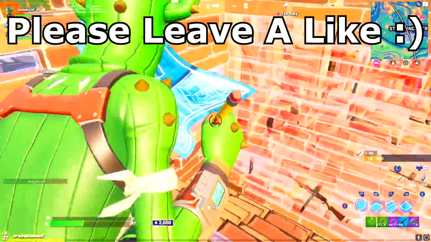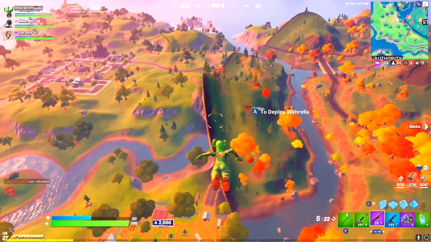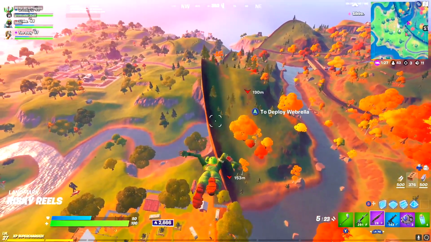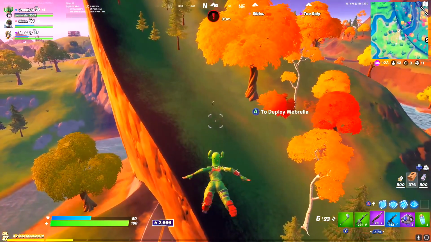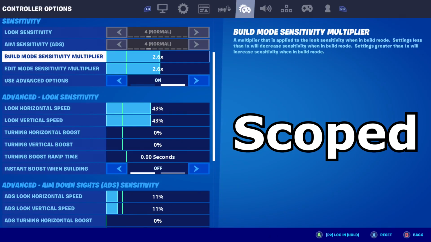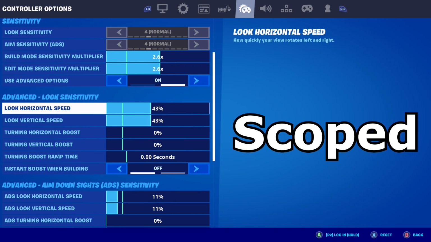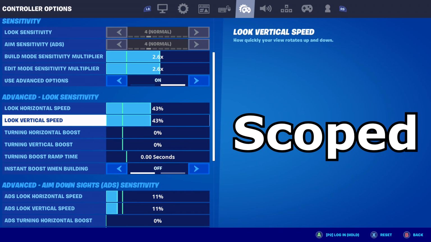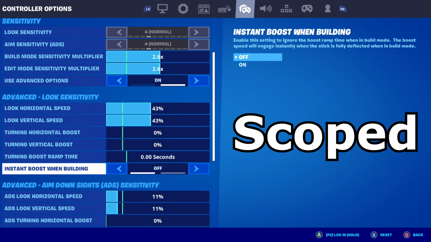Alright, so let's start off with the linear players first, since linear is still definitely the more popular option compared to exponential, and the first player's sensitivity values that we're going to take a look at is scoped. So starting off with building and editing sense, he uses a 2.6x multiplier for both of those values. Then for look sensitivity, he's rocking 43% for both horizontal and vertical look speed, and he also doesn't use any kind of turning boosts here.